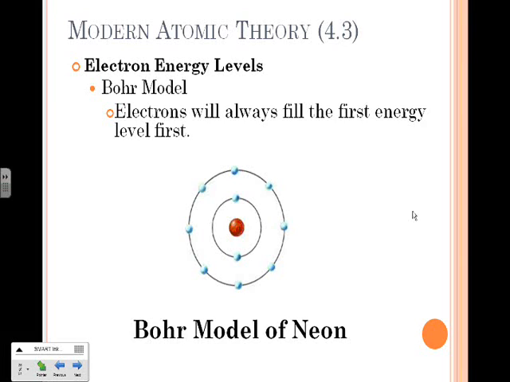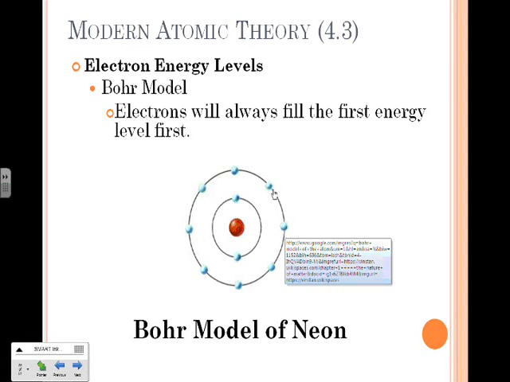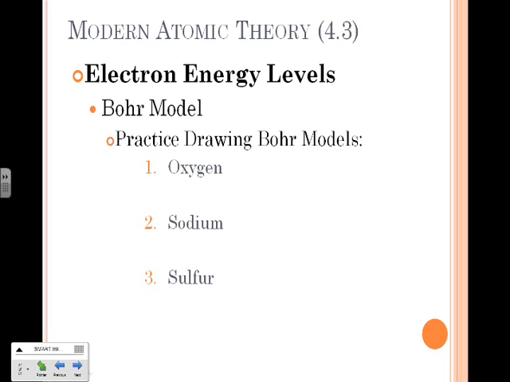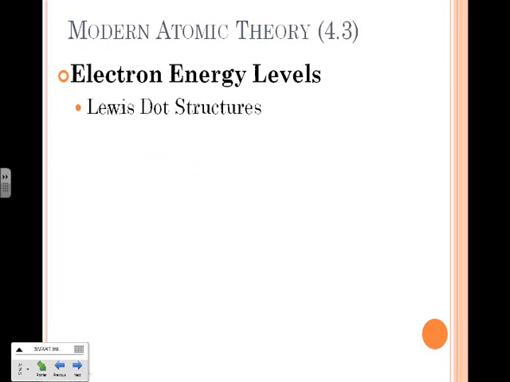Now remember, if we have the Bohr model to determine the number of valence electrons, we would just count on this outer energy level, because whatever's on the outermost energy level is how many valence electrons they have. We're going to practice drawing tomorrow, so you don't have to draw tonight.